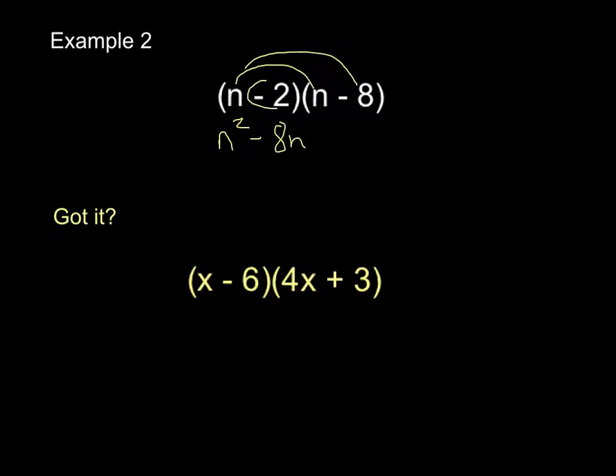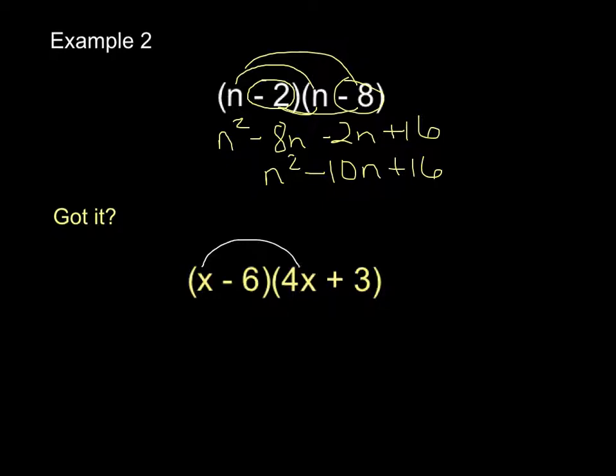Then I've got to remember to take the sign with the number, so negative 2 times n is negative 2n. And negative 2 times negative 8 gives me a positive 16. So when I combine my like terms, I have n squared minus 10n plus 16. So take a second and try the got it problem and see how you do.